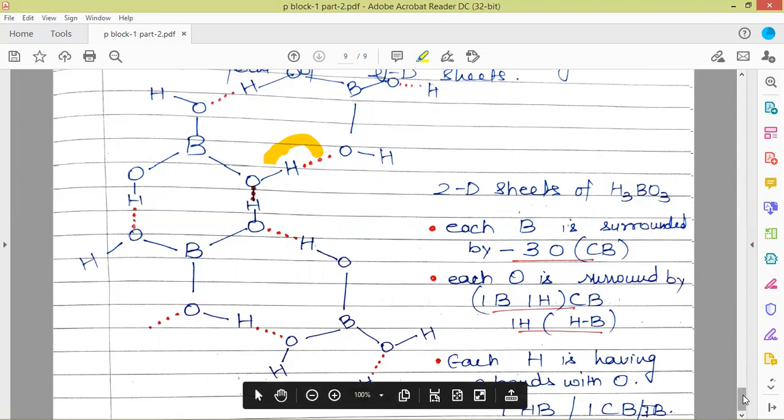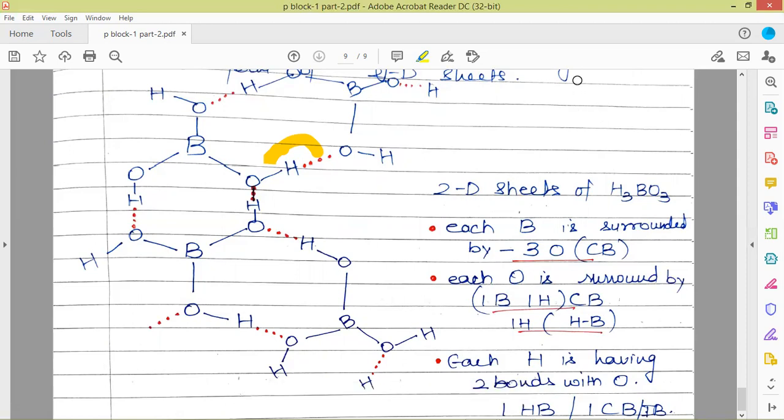In the next video, we'll be discussing halides of boron, or we can say halides of group 13 elements. So this is it. We have discussed the oxides, hydroxides, and oxyacids.